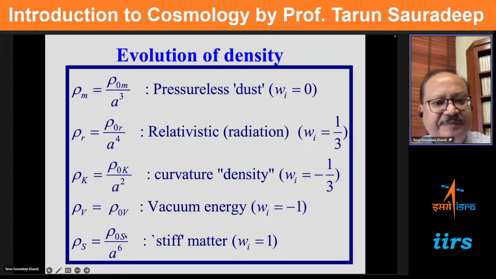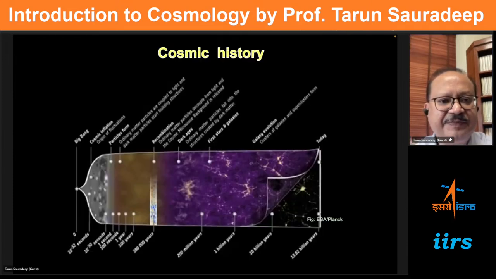Then you have pressureless dust, which scales as 1 over cube. But then the curvature of the universe also almost behaves like a 1 over square thing. And we also have something called vacuum energy, which we discovered just two and a half decades back. And that is strange. That doesn't scale with the size of the universe. So, given any matter that you can think of that inhabits the universe, we have the equations to solve for what the universe will be like.